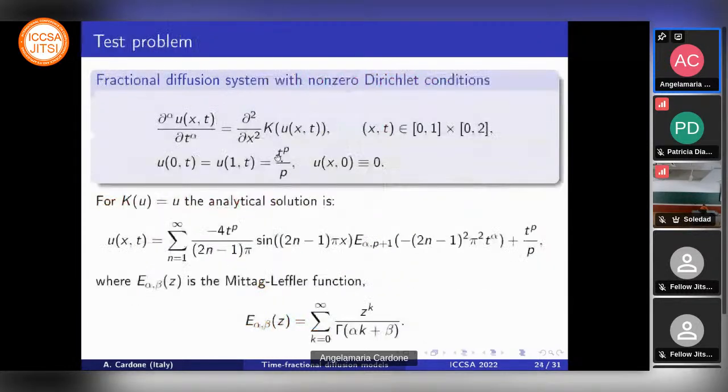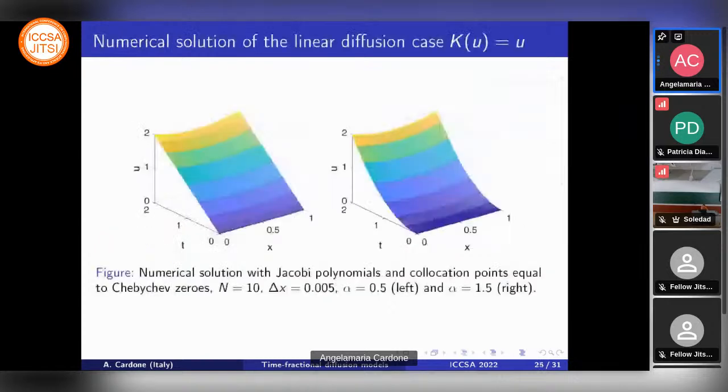And finally, I will come to some numerical experiments. First, we start from a linear diffusion problem. In this case, we know the analytical solution. It is in a series form. Therefore, we truncate this sum to compute the reference solution. And here there are two plots of the numerical solution. On the left, we considered the case of alpha equal to 0.5, on the right alpha equal to 1.5. We considered as basis of functions the Jacobi polynomials because they proved to have the fastest error decrease, and as collocation points the Chebyshev zeros.